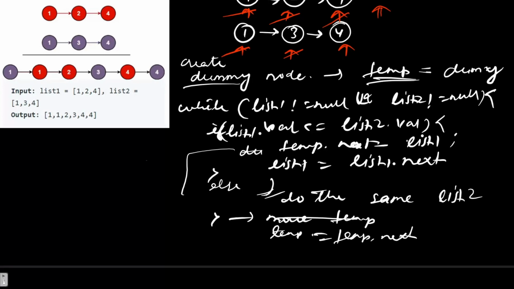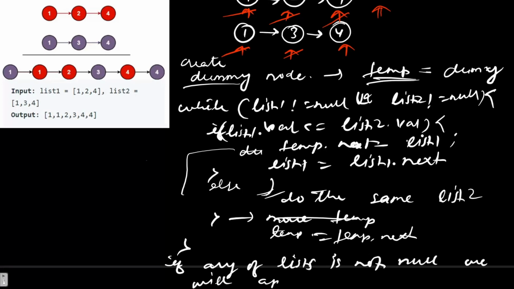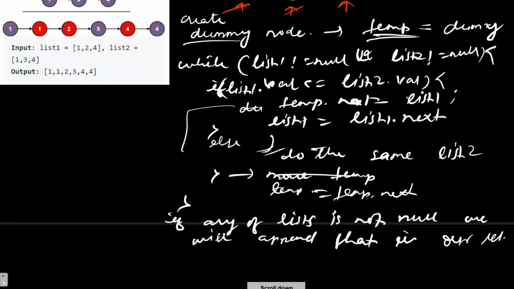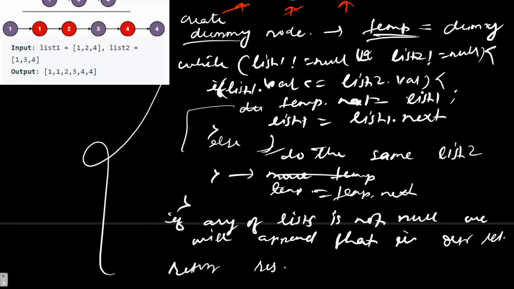and then what we have to do, we have to go out of this while loop and check whether any of the linked lists is not null, we will append that in our result, and then the last step, that is we have to return a result. Okay, so this is the pseudocode that we have written and we have to follow this and write the code for it. So let's go to our compiler and write the code.